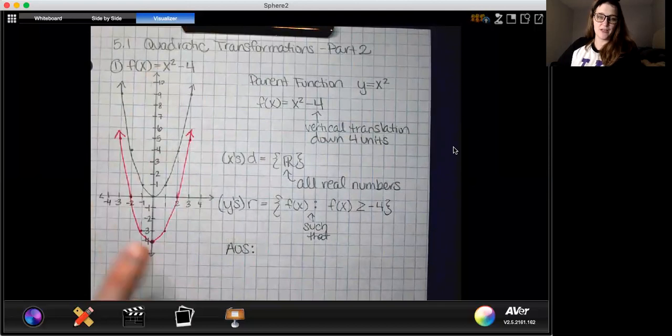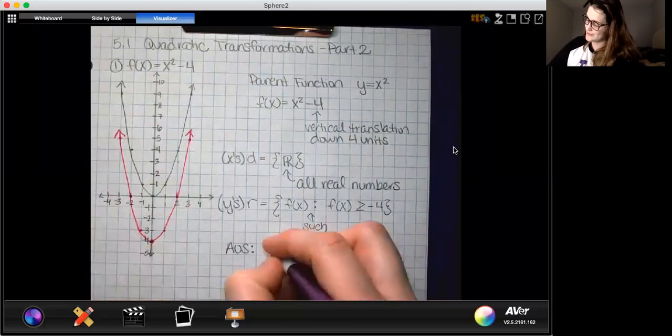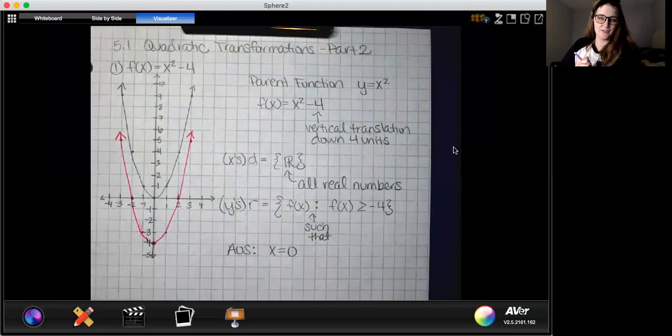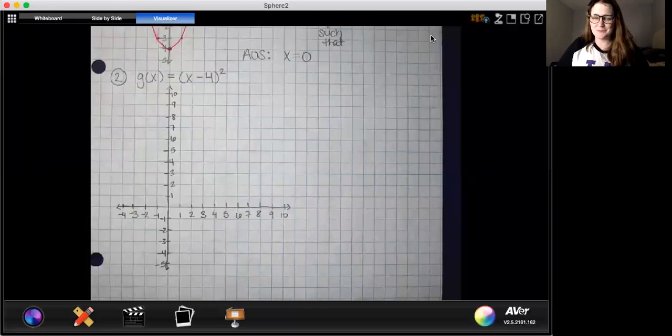Okay, even though x equals 0 is the original one for the parent function, this graph only moved up and down. So therefore, the vertex is still on that same line of symmetry or axis of symmetry. So therefore, our axis of symmetry is still x equals 0. Okay, great job. Let's move on to number 2. Okay, let's try number 2.